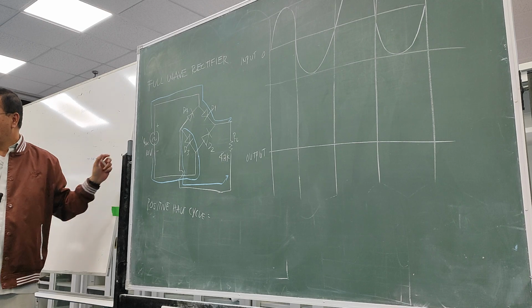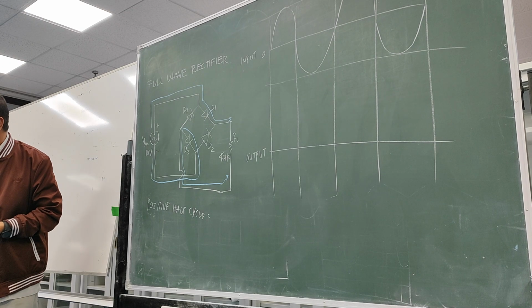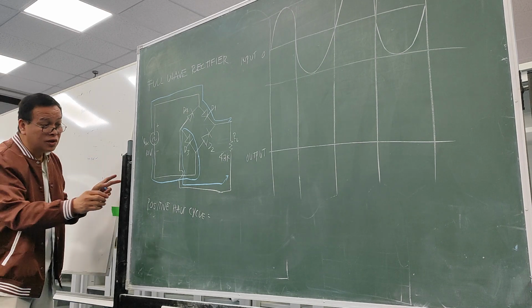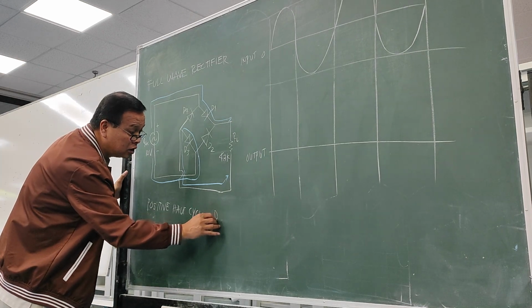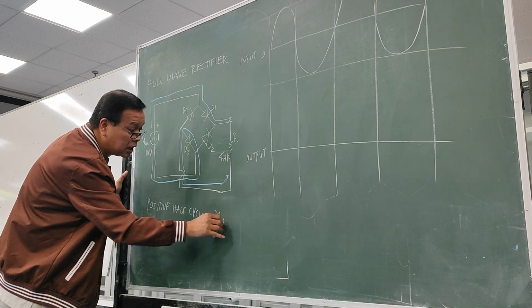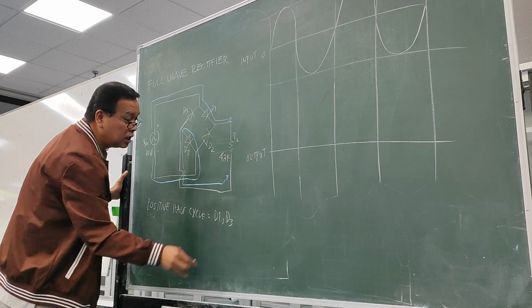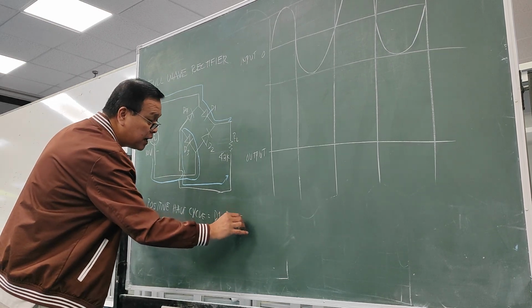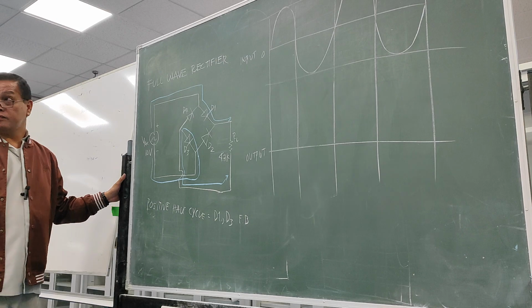Therefore, which diodes turn on? Diode 1 and 3. Forward bias.